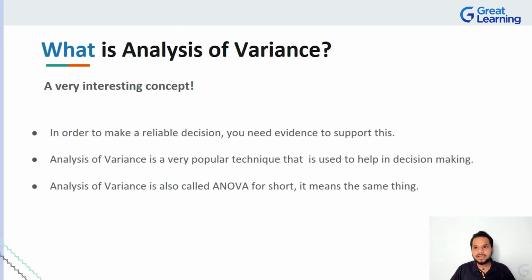ANOVA is a concept that will help you make data-driven decisions. And when I say data-driven decisions, you have to understand that you're no longer guessing. You're no longer saying, I think this might happen. You will say, hey, I know this will happen because I have the data to prove it.